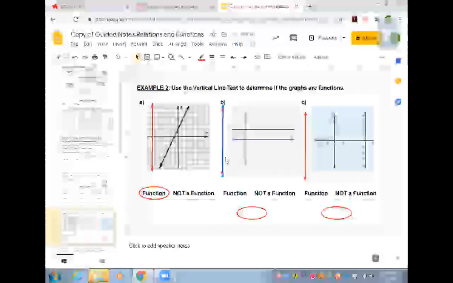All right, so I'm looking, if I take this vertical line, I move it across, does it ever touch that blue line twice at the same time? No. I'm looking at the blue line. Does it ever hit this line right here? Does my vertical line ever touch it twice at the same time? No. So what does that mean? Function or not a function? Function.